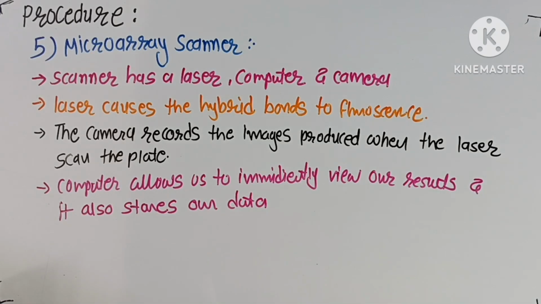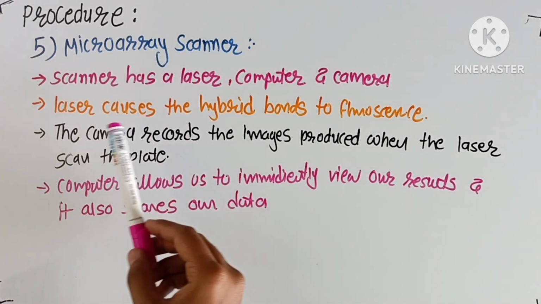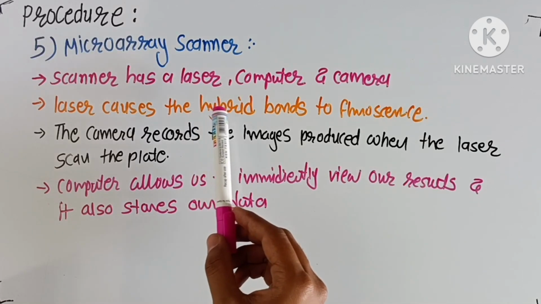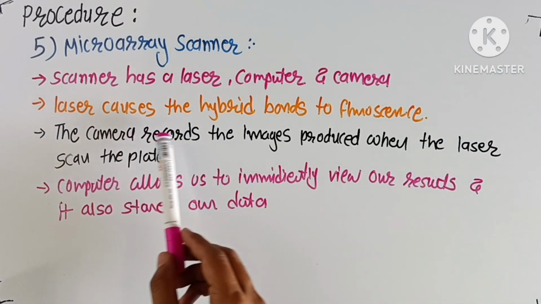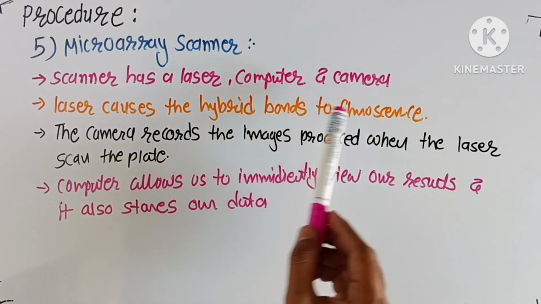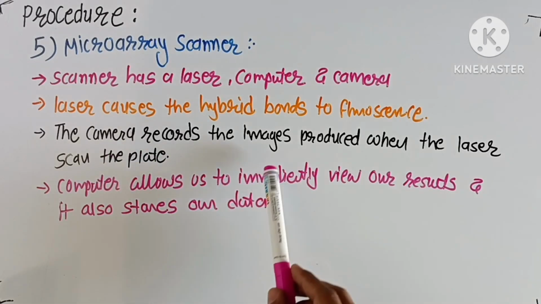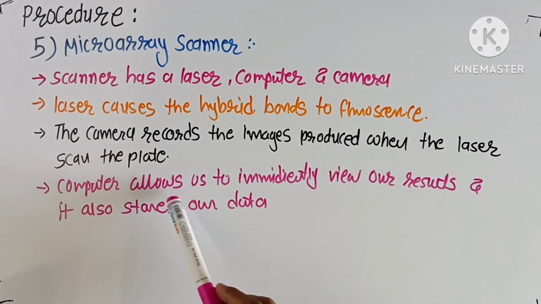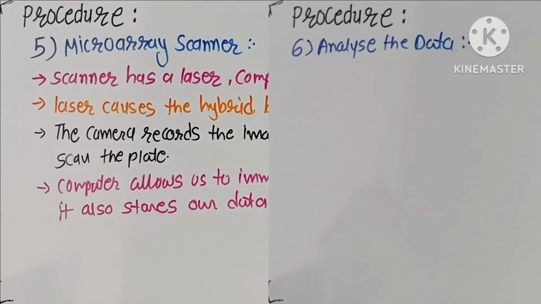Next, scanning. So here a microarray scanner is used, which has a laser, a computer and a camera. All have different functions. The laser causes the hybrid bonds to fluoresce, then the camera records the images produced when the laser scans the plate, and the computer allows us to immediately view our results, and it also stores our data. Now we'll see the result.